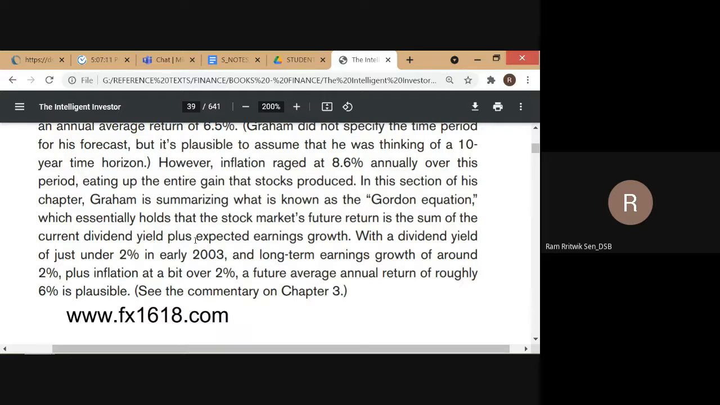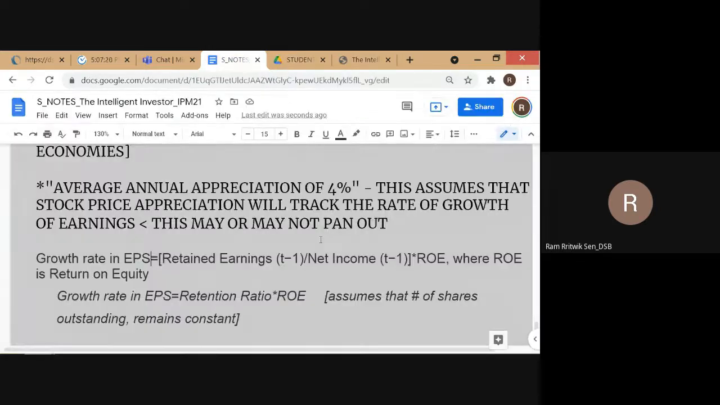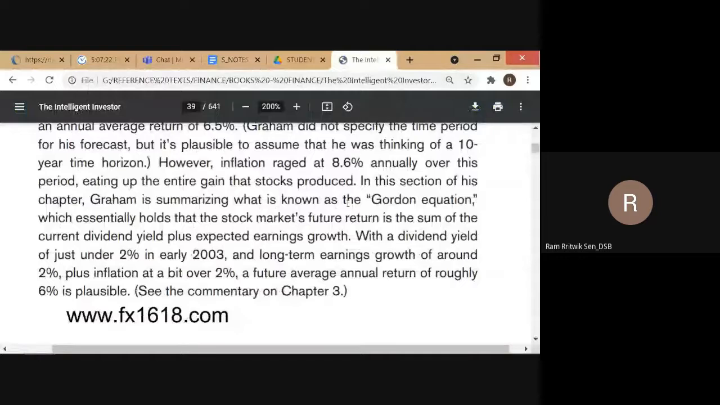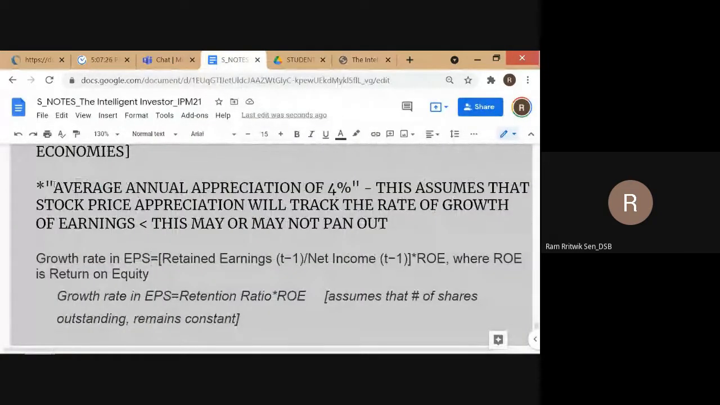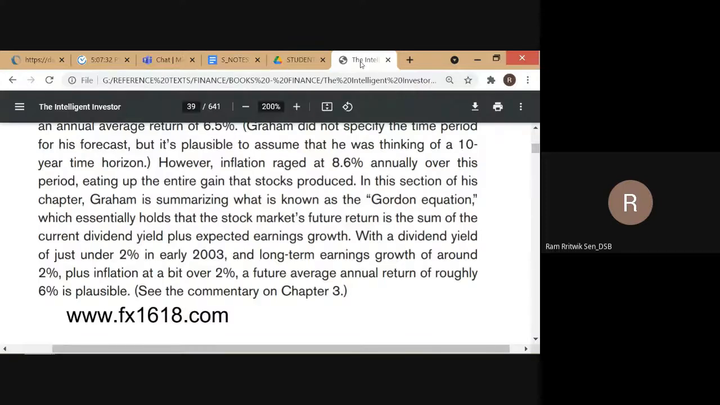And plus you have the price variation component. Now here he's saying expected earnings growth. That's why I said you need to be careful when you're using this Gordon equation. When you're using this equation, you have to understand the assumption that the stock price appreciation is going to track the rate of growth of earnings. That's the critical assumption. So in real life, it's mathematically true that your total return is going to be a function of your net yield. In this case, we assume zero financing costs.